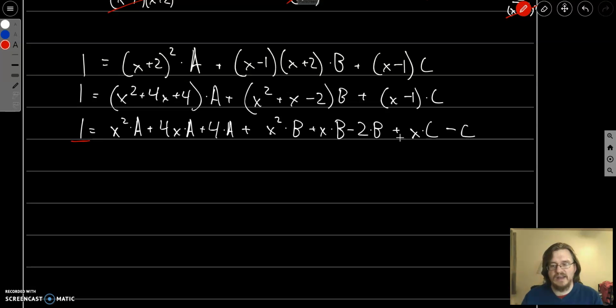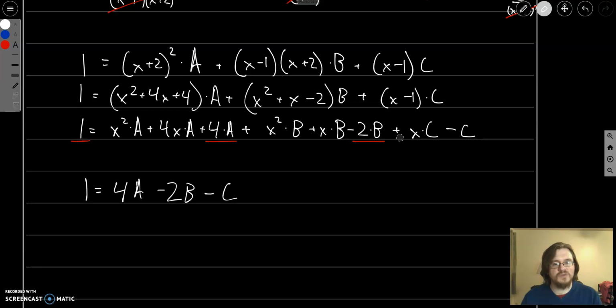Here's a term without an x. Here's a term without an x. Here's a term without an x. Here's a term without an x. So 1 is going to be equal to 4 times a minus 2 times b minus c.